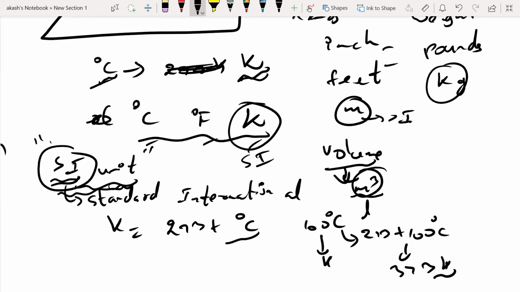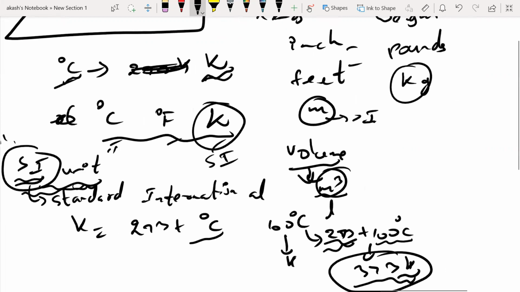Whatever the degree Celsius value, add 273 to that. Sorry, I said 100 by mistake. Whatever the degree Celsius value, add 273 to that, and the value you get will be in Kelvin. And it's going to be the opposite for the reverse process.